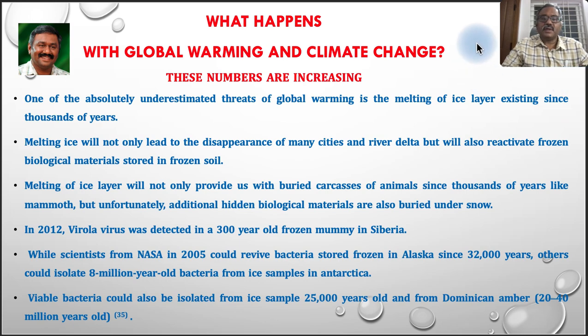One of the absolutely underestimated threats of global warming is the melting of ice layers existing since thousands of years. Melting of ice will not only lead to the disappearance of many cities and river deltas, but will also reactivate frozen biological materials stored in frozen soil.